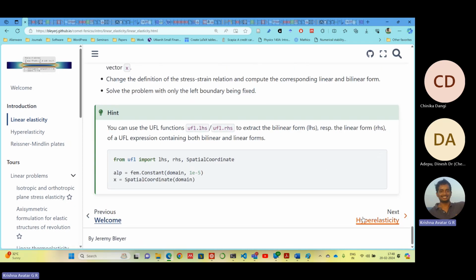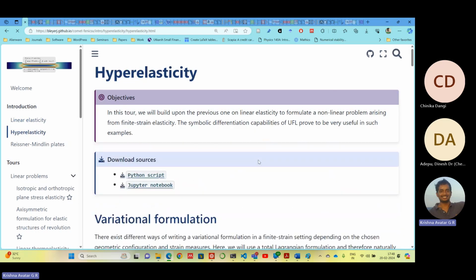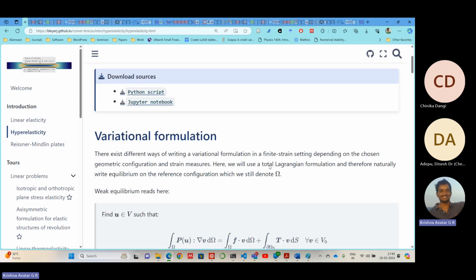But we'll be discussing the code again in the next class, solving those example problems that he has given.